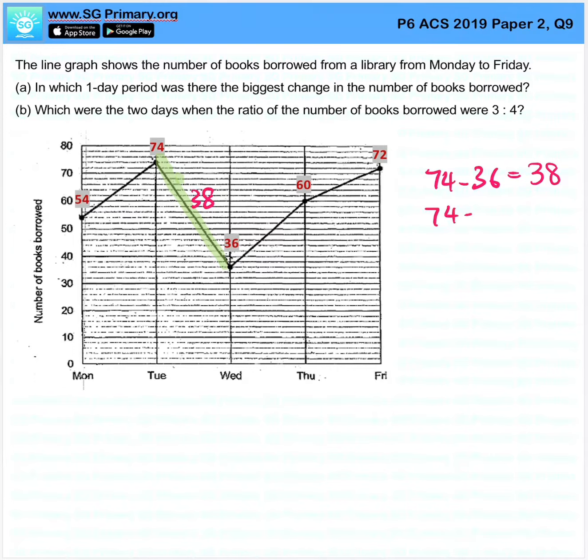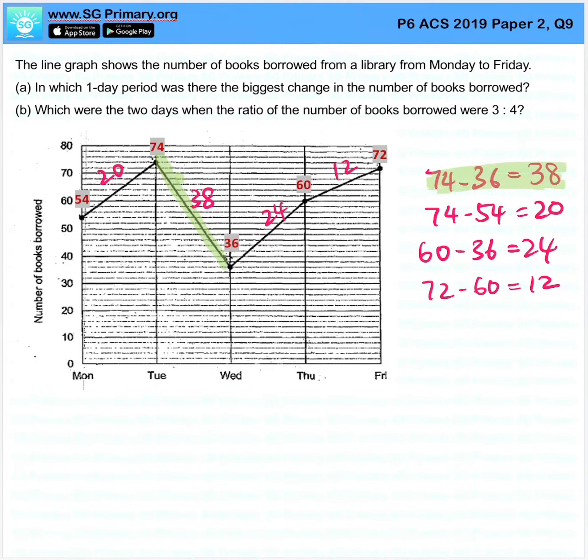Let's check. 74 minus 54 is 20. 60 minus 36 is 24. And 72 minus 60 is 12. So therefore, this is the biggest, 38, from Tuesday to Wednesday.